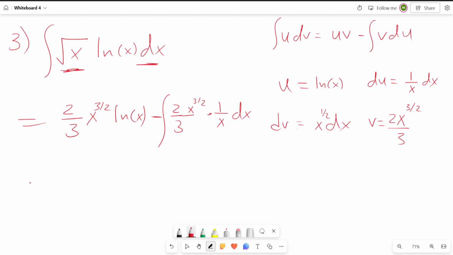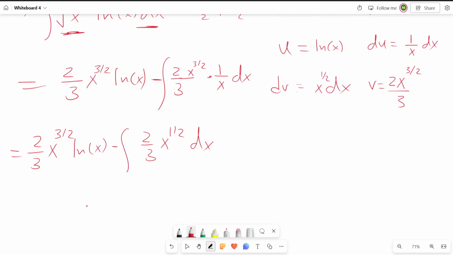And from here, I can continue. This first part is going to be unchanged. Minus, okay, I have an x power 3 over 2 on the top and an x power 1 on the bottom. This is basically 3 over 2 minus 1, which is going to be half. So I can replace this with x power half. So this is going to be 2 over 3 x power half dx. Let's now integrate this over here. So this part is unchanged.